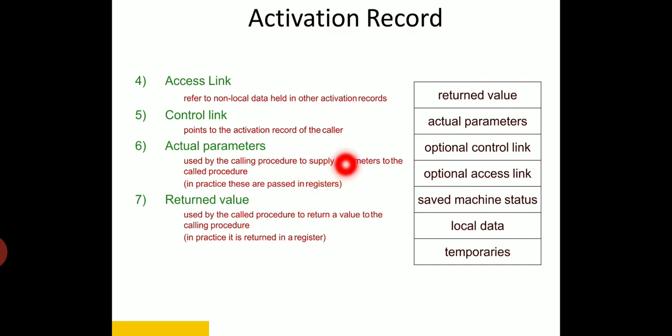Used by the calling procedure to supply parameters to the called procedure. So that means the parameters will be supplied to the called procedure using this field. Returned value: after execution of the procedure, it should return the value. That will be the return address. In main, suppose after the add function is invoked, the result of the addition has to be stored in a variable I. That return address of the I should be stored in this return value part. Used by the called procedure to return a value to the calling procedure.